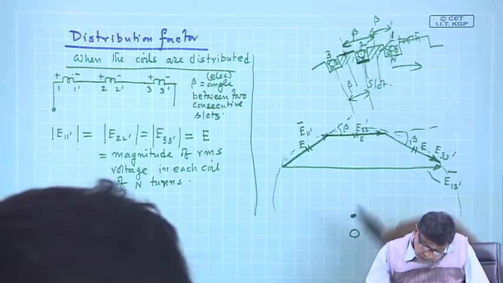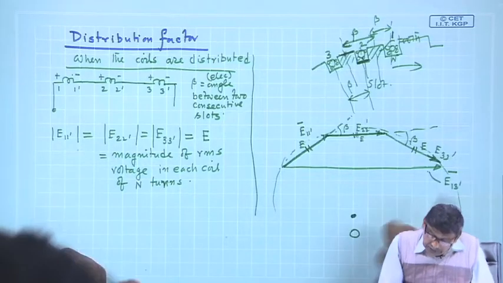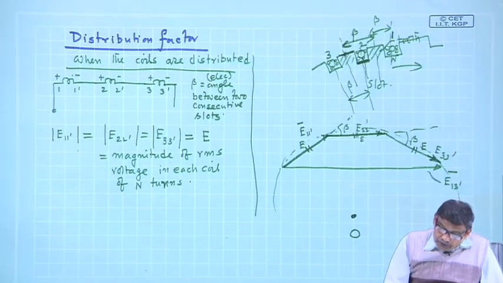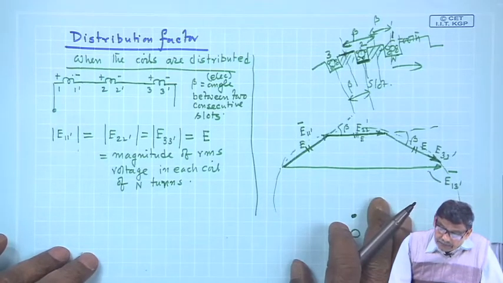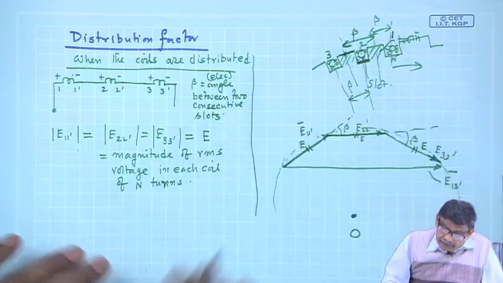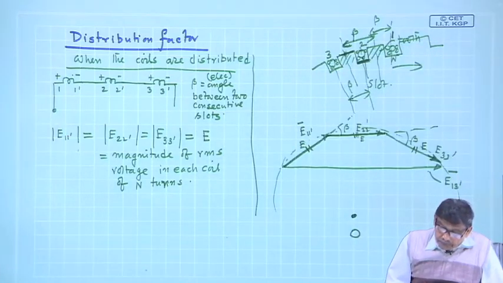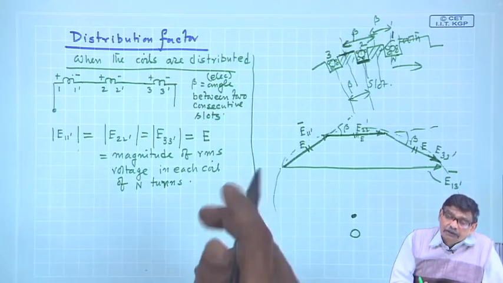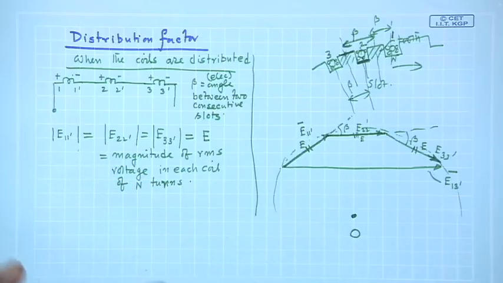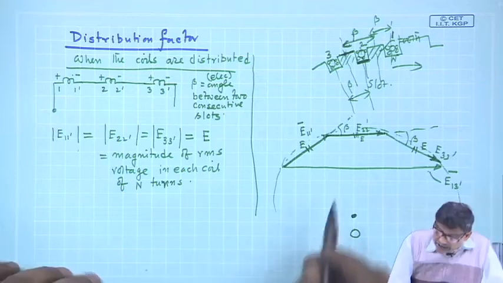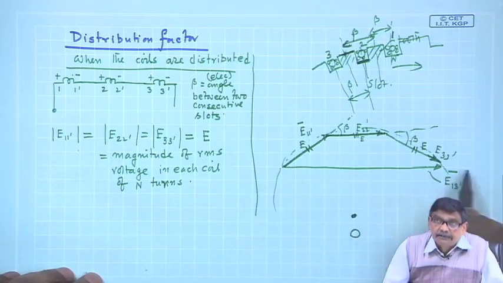Then what is my goal? My goal is to find out this resultant voltage, an expression of that, the resultant RMS voltage, and compare it with the situation when all the coils were concentrated, not distributed. That ratio I want to find out. So, first I have to calculate this E13 dashed resultant.